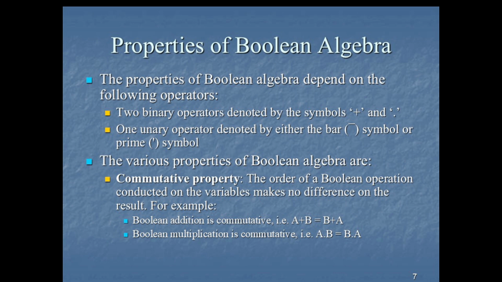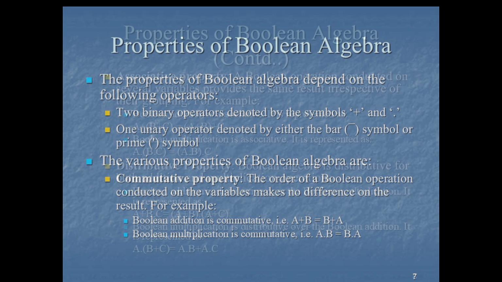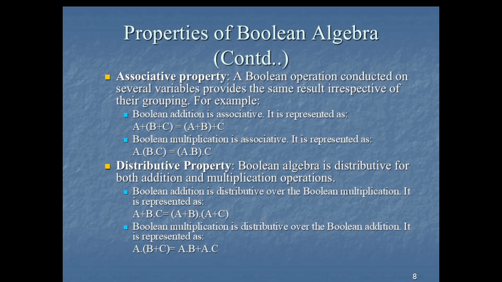Associative law. It represents that Boolean addition is associative, then A plus (B plus C) is equal to (A plus B) plus C. Similarly, Boolean multiplication is also associative, that is, A dot (B dot C) is equal to (A dot B) dot C. That is, when conducted on several levels, it provides the same result irrespective of their grouping.